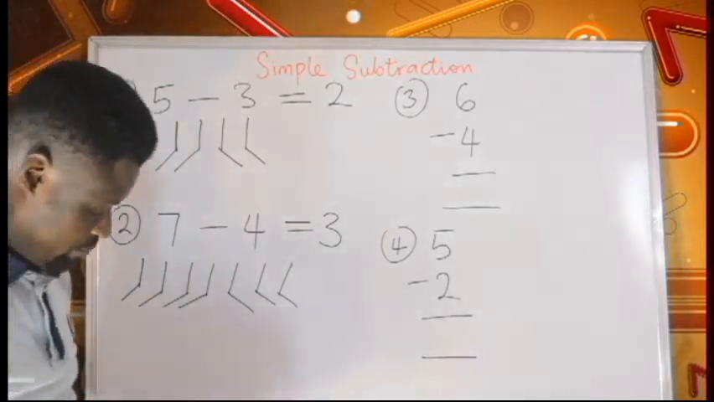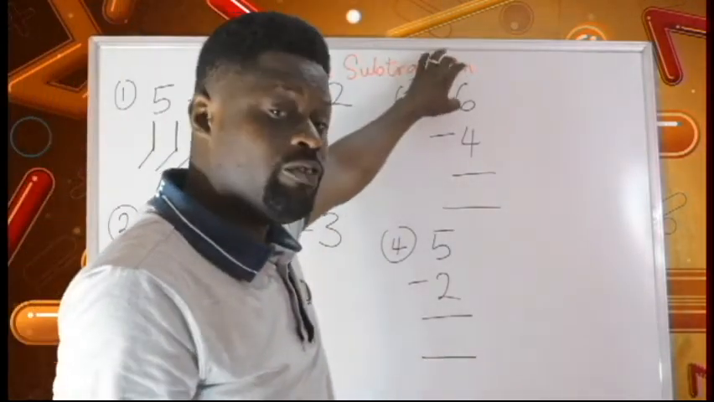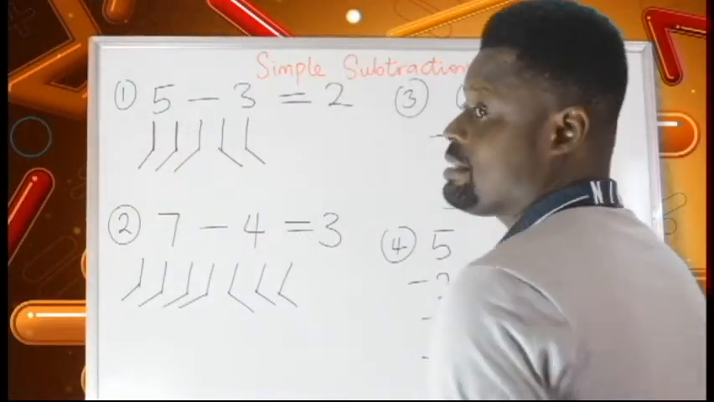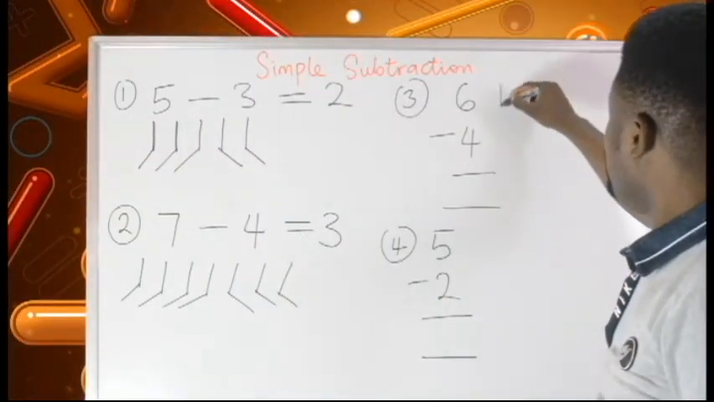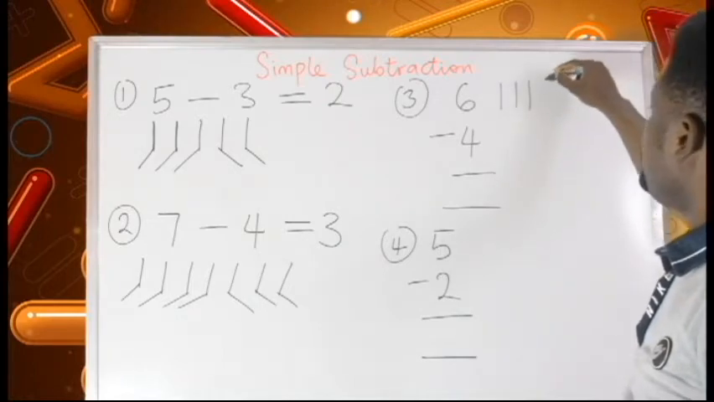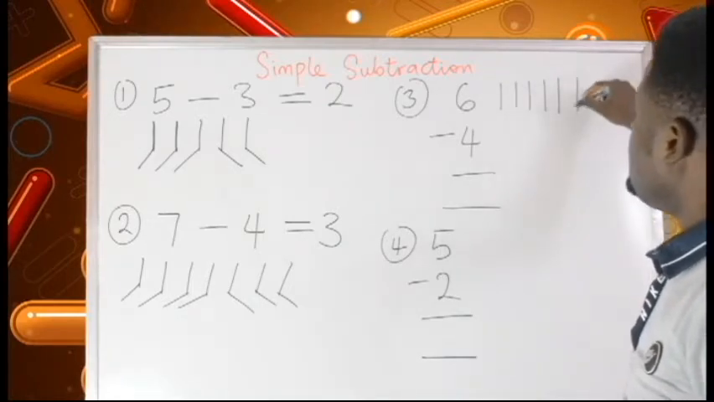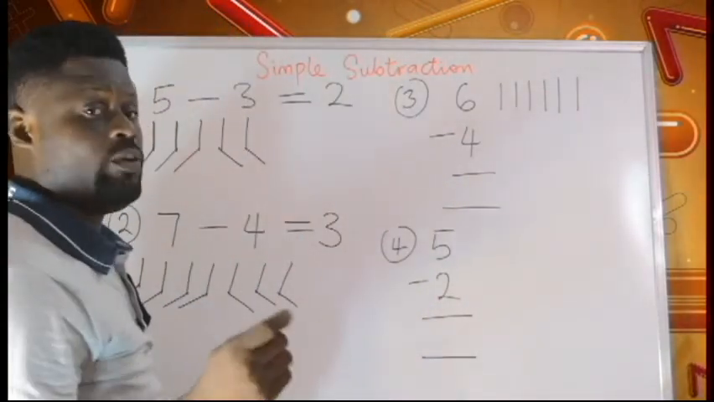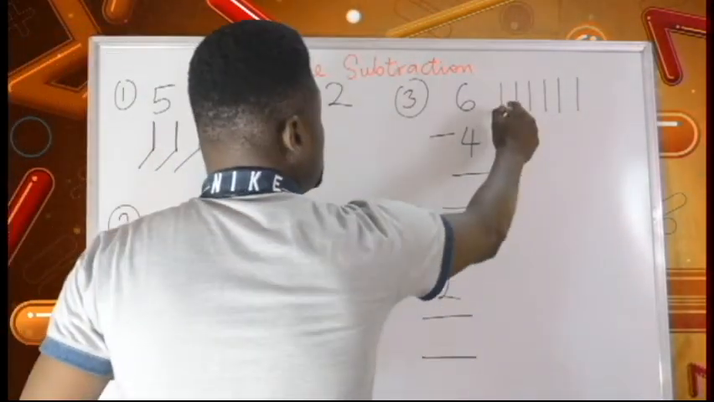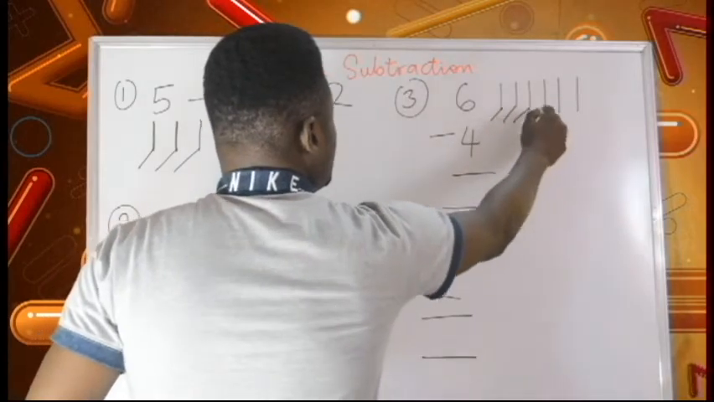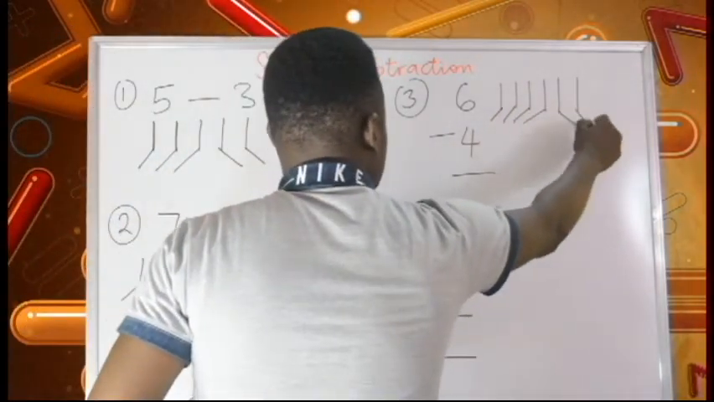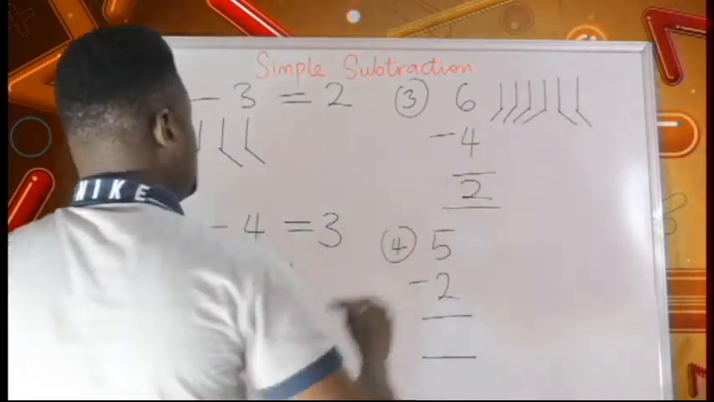The same way, you focus on the first number. The first number is 6. So let's count 6: 1, 2, 3, 4, 5, 6. Then minus 4. Take away 4. So we have 1, 2, 3, 4. Then count the remainder: 1, 2. So you put your 2.